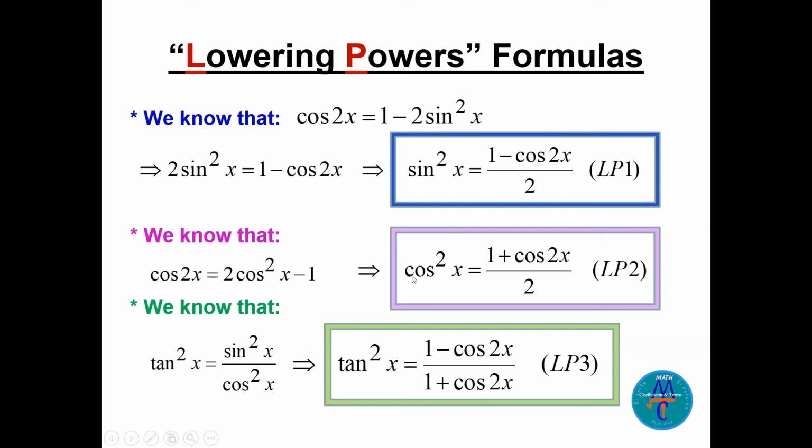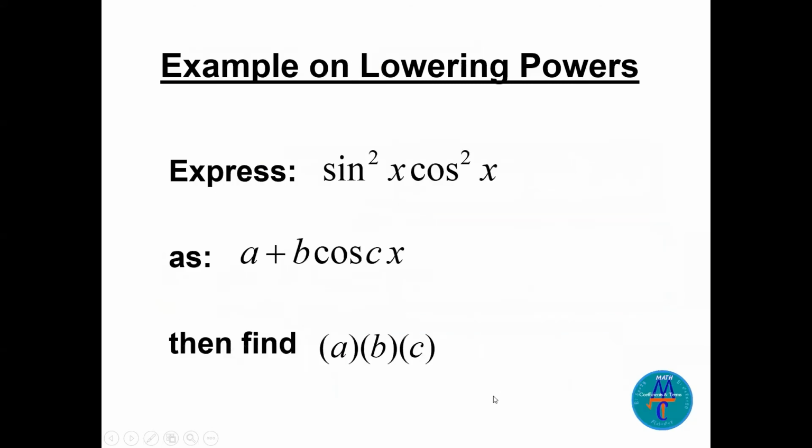Now LP2 will be cosine squared of x, 1 plus cosine of 2x, divided by 2. Remember, here is x and here is the double, 2x. But here we have a squared, and this is lowering power. This is power 1 in the cosine. If you need tan squared of x, it will be the division of sine squared of x divided by cosine squared of x, which will be 1 minus cosine of 2x divided by 1 plus cosine of 2x.